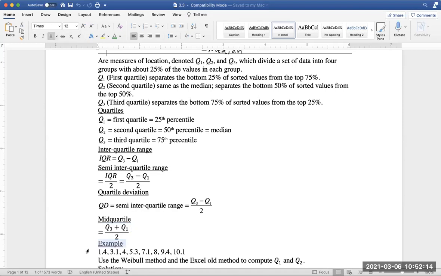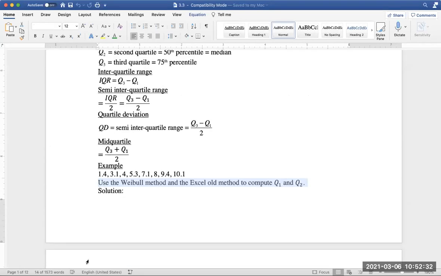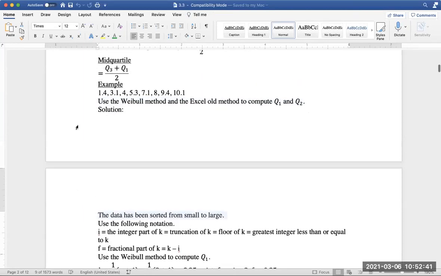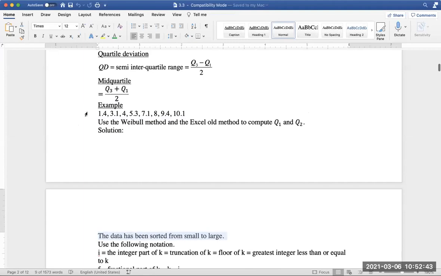Let's do an example. Suppose I have the following data: 1.4, 3.1, 4, 5.3, 7.1, 8, 9.4, 10.1. Notice that this data here is sorted. Use the Weibull method and the Excel old method to compute the first and second quartiles. The data has been sorted from smallest to largest.